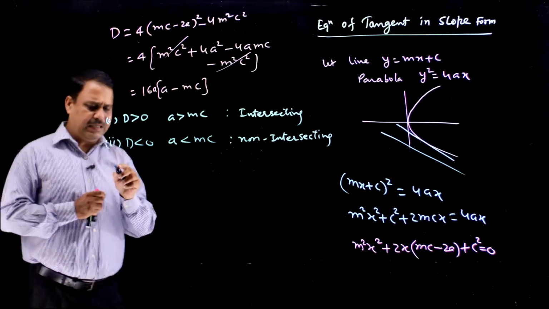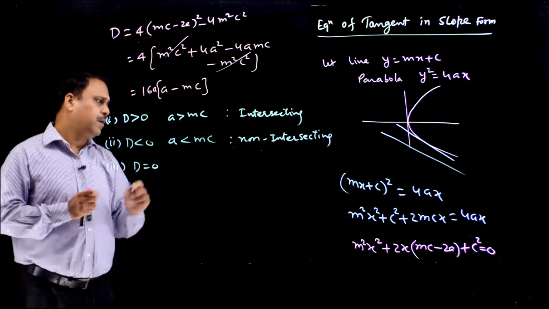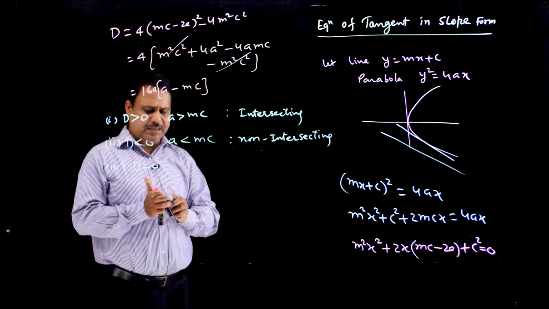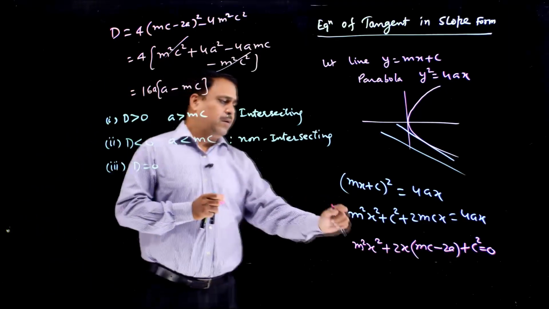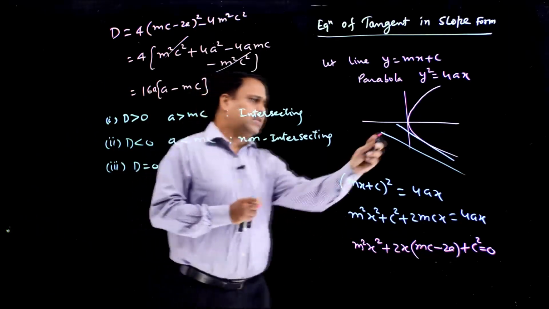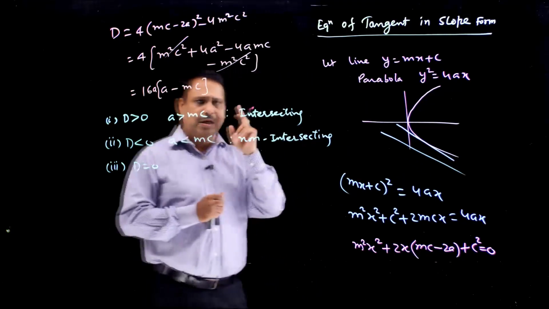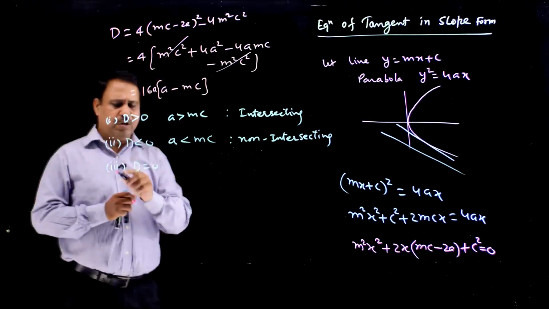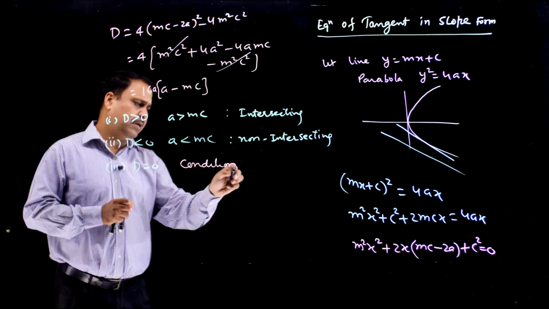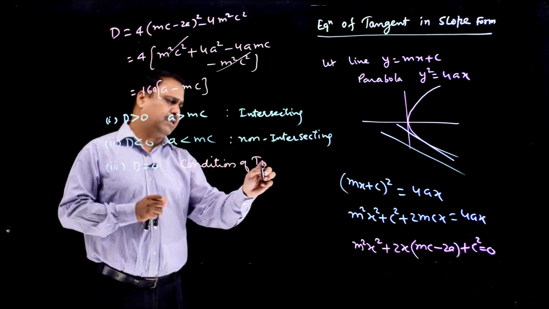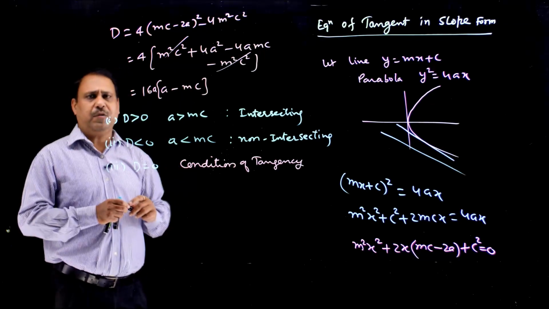The third case is if d is equal to 0. If d is equal to 0, the line is touching. That means I will have equal roots, x1 equal to x2, and y1 equal to y2. That means I will get only a unique solution. So this is very important. This gives the condition of tangency.